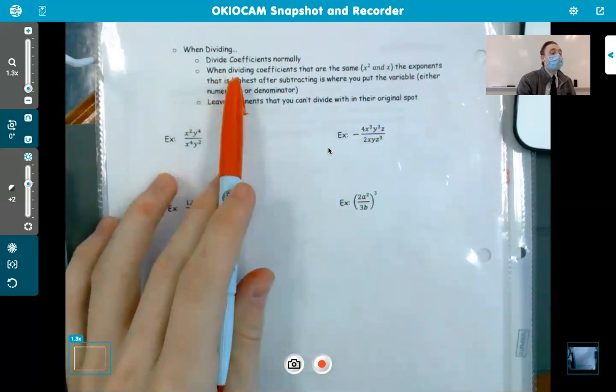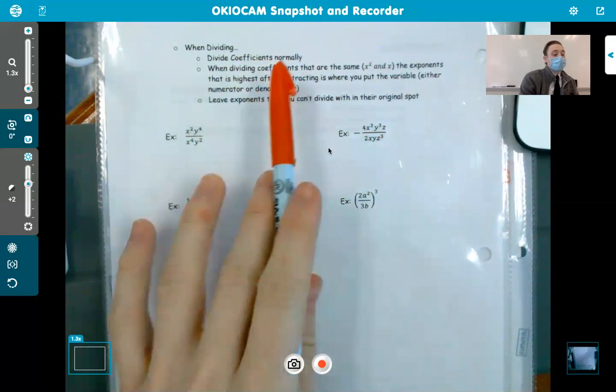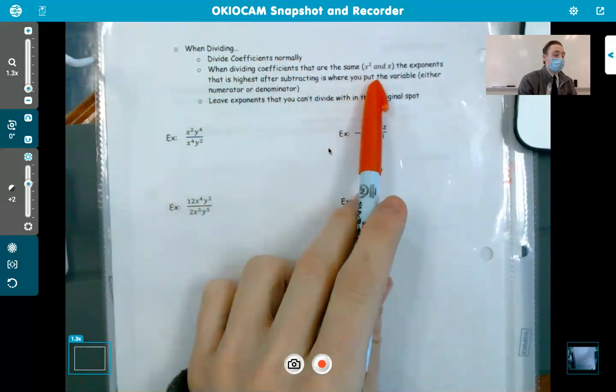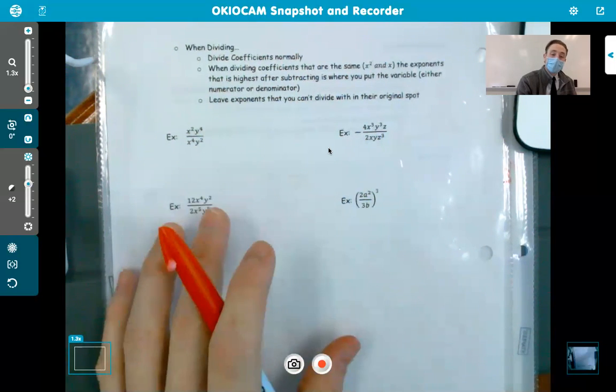When dividing, we divide coefficients normally. So just like we multiply coefficients normally, we're going to divide them normally. When we're dividing the same variable, so say we have an x squared and an x, the exponent that is highest after subtracting, that's where we put the variable. So we might leave answers with a numerator and a denominator. It might not simplify to an integer like we've seen with normal dividing. All right. And we'll see that in this example here.